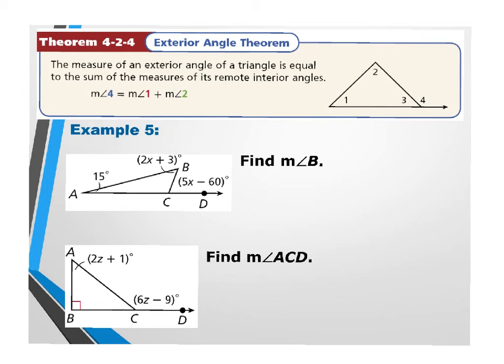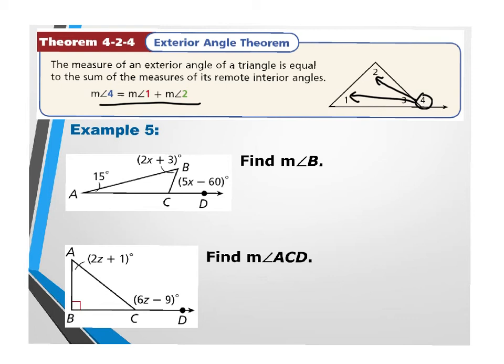Here's a theorem about exterior angles. The measure of an exterior angle of a triangle is equal to the sum of the measures of its remote interior angles. So what this means is angle 4 here is equal to the addition of these 2 angles. Okay, so that's how we're going to find our angle measurements in this next example.